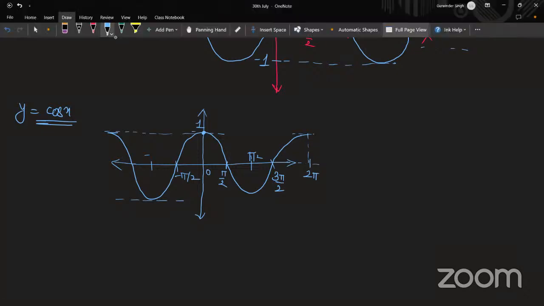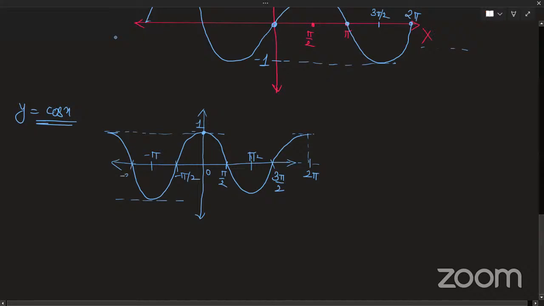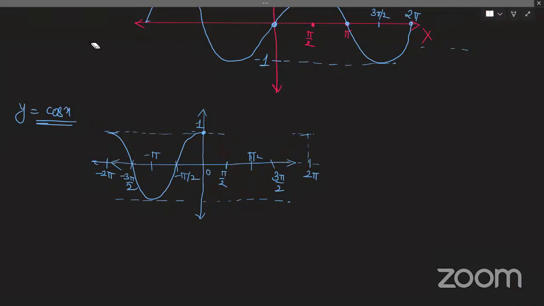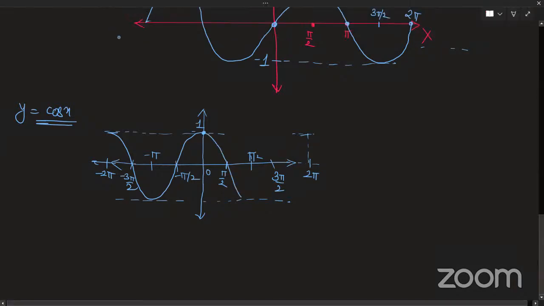So minus pi by 2, minus pi. Right, something like this. So yeah, this is sin x, this is cos x.